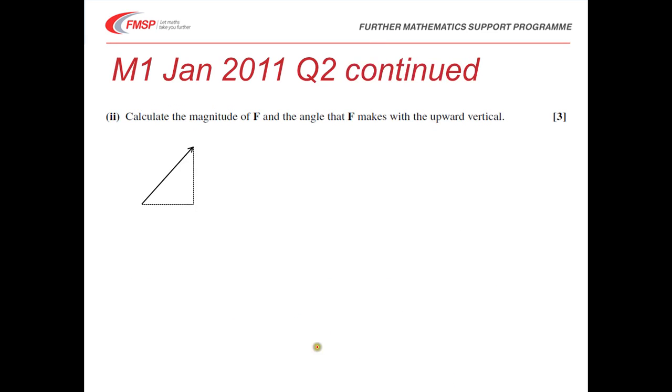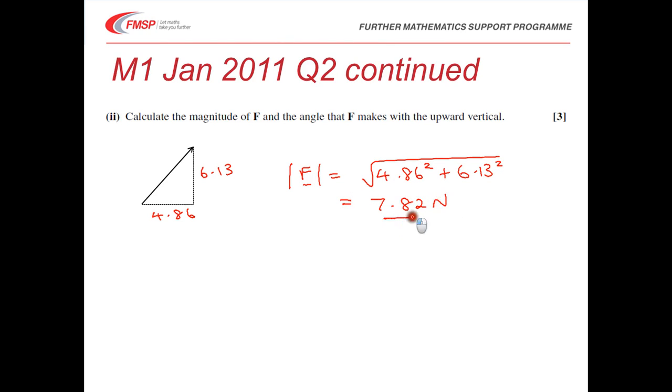Last part, we have to calculate the magnitude of F. So it was 4.86 horizontally and 6.13 vertically. So the magnitude of F is the square root of 4.86 squared plus 6.13 squared. And if we work that out, we get 7.82 newtons. And I've done that to 3 significant figures.